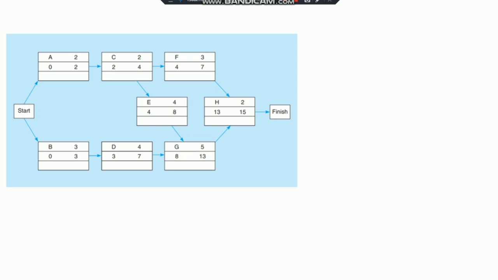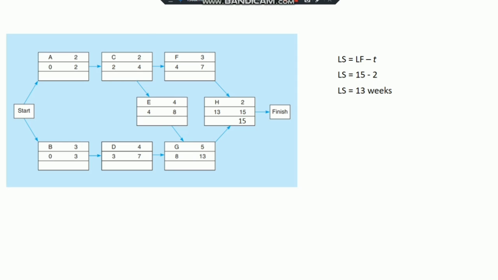So to compute the latest times for General Foundry, we start at the finish and work backward to the start. Since the project completion is 15 weeks, the late finish time for the activity at the finish node H has to be 15. That is, H cannot be completed in longer than 15 weeks. Next, we obtain the latest start time by subtracting the activity time from the latest finish time. For H, the latest start time will be 15 minus 2 to give 13.